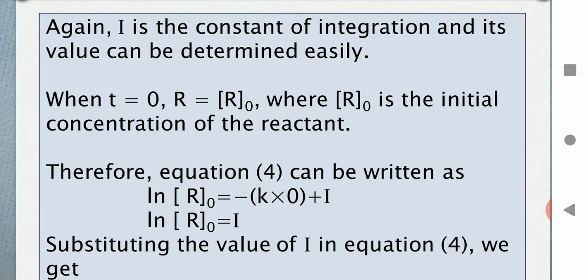In order to do that, what we do is that in place of time t we take 0, that is we take time t equal to 0. So when time t is equal to 0, then the concentration of the reactant R is known as the initial concentration of the reactant, and it is written as R naught. So now in the integrated rate equation derived above, we will be putting time t equal to 0, and in place of R we will be putting the value R naught.